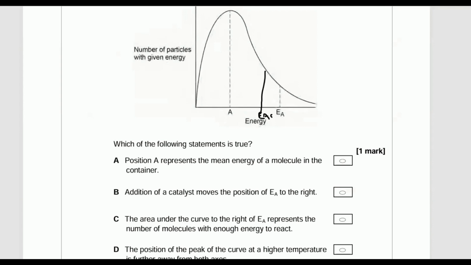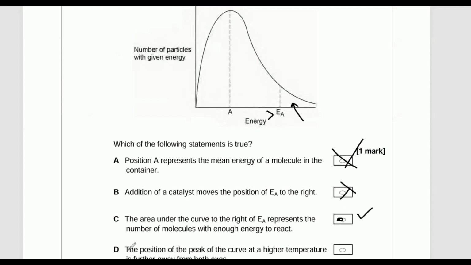Okay, so it's neither that nor that. The area under the curve to the right of EA, that's here, represents the number of molecules with enough energy to react. Yeah, that's true. You've got to be above the activation energy to have enough energy to have a successful collision. So that is a true statement.